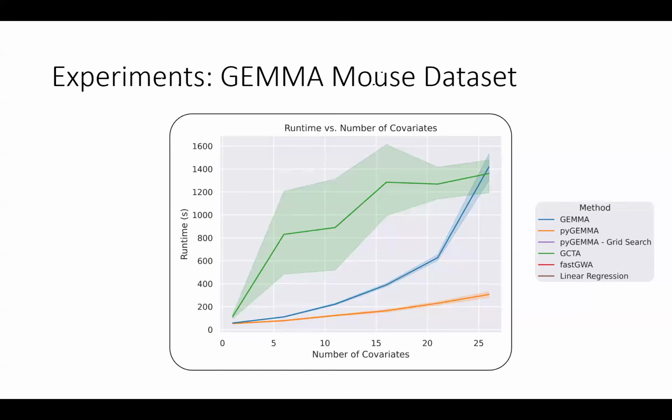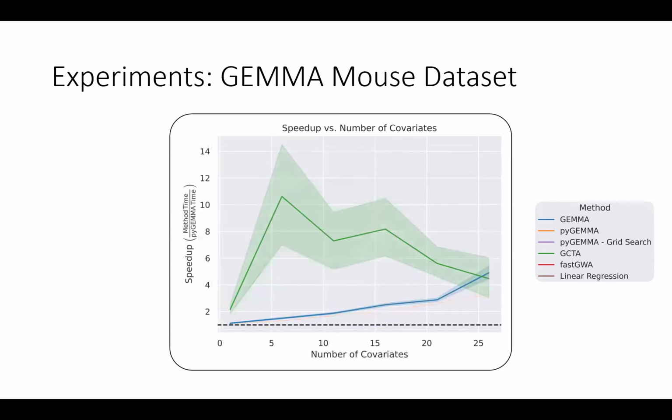The other 3 methods aren't displayed. Fast GWA is only used for biobank data primarily. And I did not run linear regression on it, but we're still faster than linear regression. I include the speed up plot just for completeness, but it basically tells the same story. We're faster than these other methods, and these are, again, very small sample sizes. So as you increase that sample size, we get better and better.